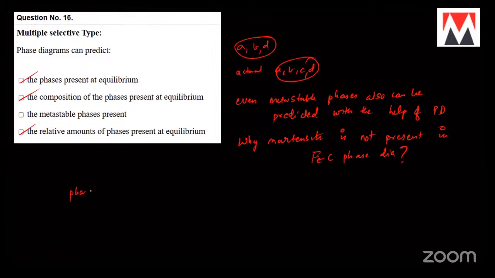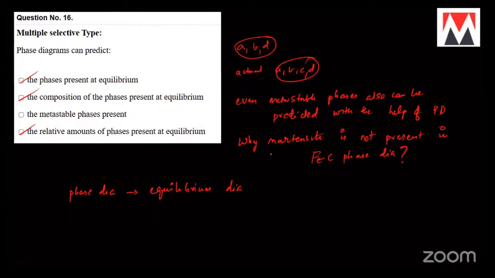Phase diagram is also called an equilibrium diagram. All the phases which come with equilibrium cooling, you will understand through the phase diagram. Even if metastable products are formed by equilibrium cooling, they can be predicted with the help of the phase diagram.